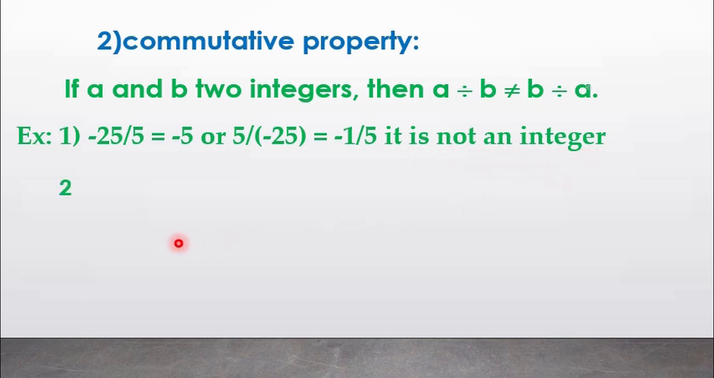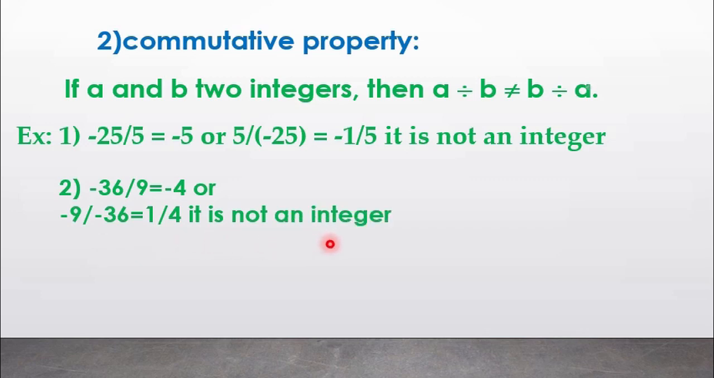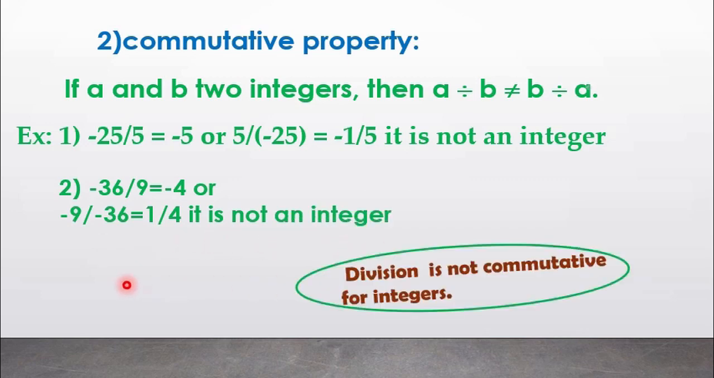Another example, minus 36 divided by 9 is equal to minus 4, or minus 9 divided by minus 36 is equal to 1 by 4. It is not an integer. Therefore, division is not commutative for integers.